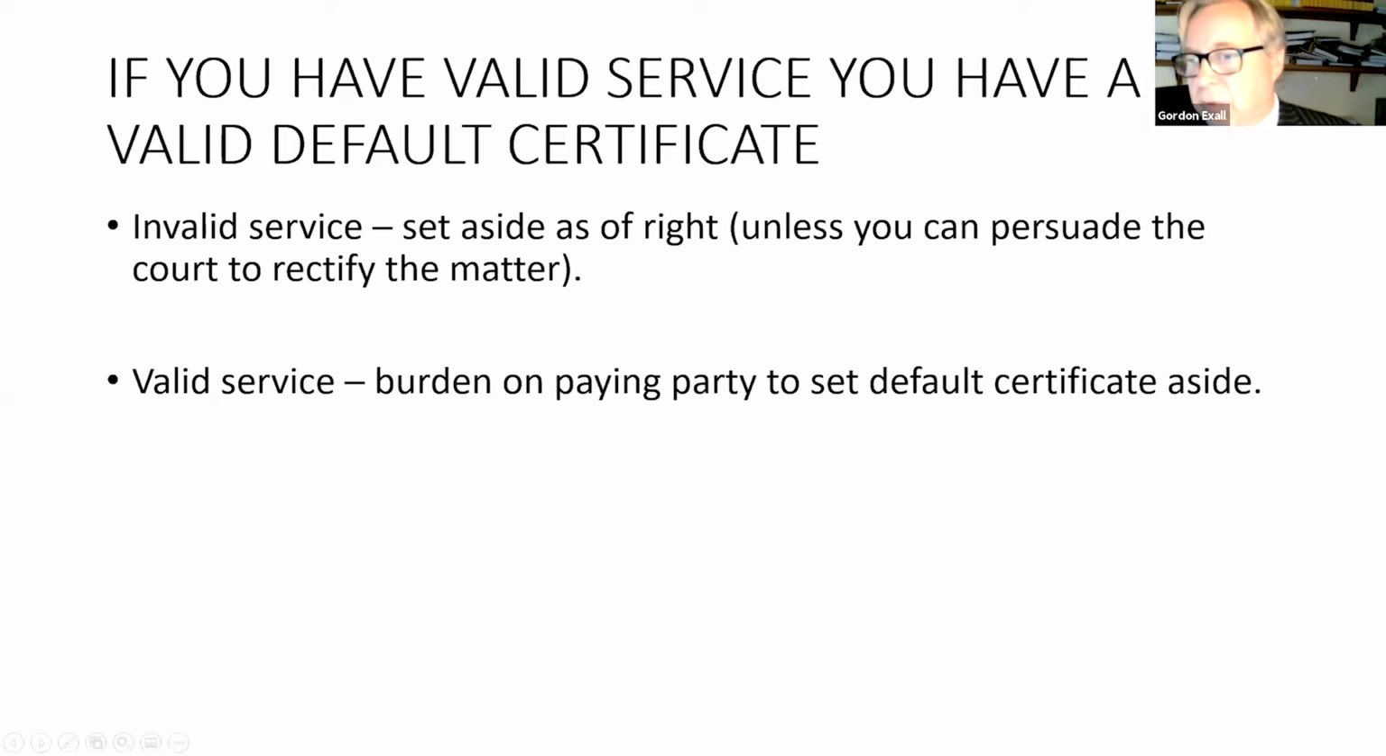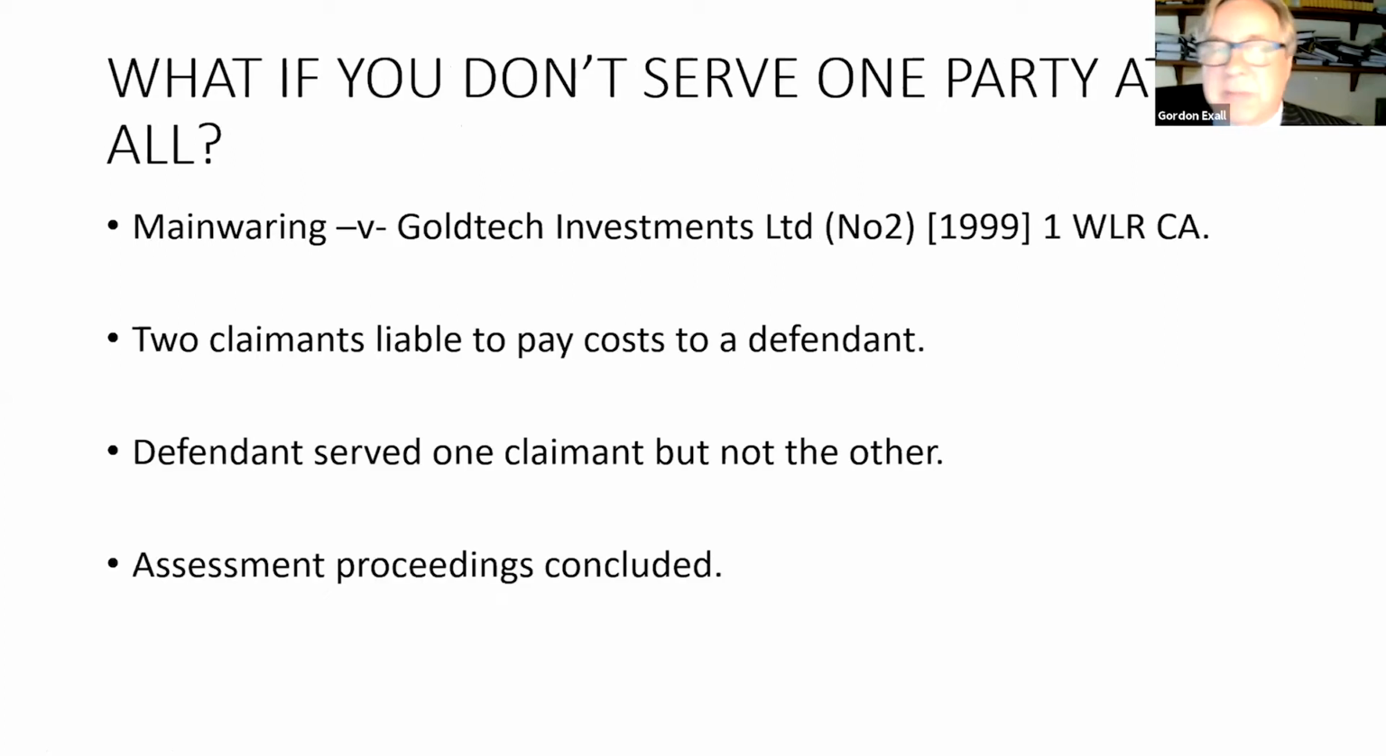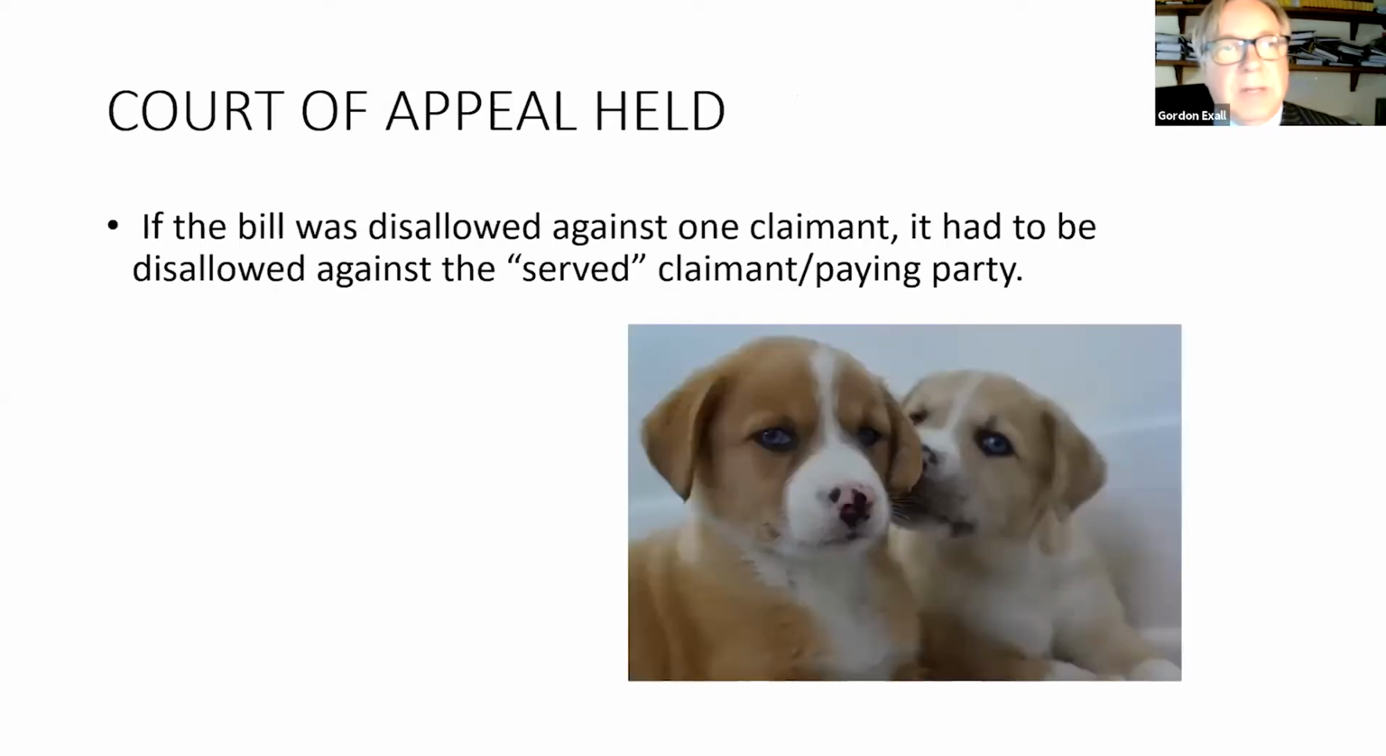What happens if you've got two paying parties and you don't serve one of them? That's a mistake made in the case of Mannering and Goldtech Investments. It's quite important here you get the correct case. It's number 2. There are several cases involved, but number 2 is the important case. Two claimants were liable to pay costs to the defendant. The defendant served one claimant, not the other. It went through a horrendously long and detailed process, but went through assessment, and the Court of Appeal held that the bill wasn't valid against the claimant who wasn't served, and as a result, it couldn't be valid against the party that was served.